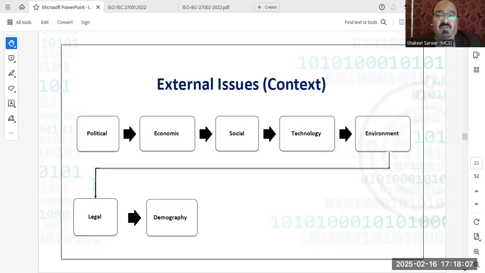Adaptability and resilience. By addressing internal and external issues, the organization can ensure that the ISMS is flexible enough to adapt to changing circumstances, ensuring long-term resilience. Improved stakeholder confidence, and proactively addressing the external issues like compliance and threats, builds trust with customers, regulators, and partners. Alignment with business objectives: by considering internal issues like resource availability and leadership support, the ISMS aligns with organizational goals without disrupting operations.